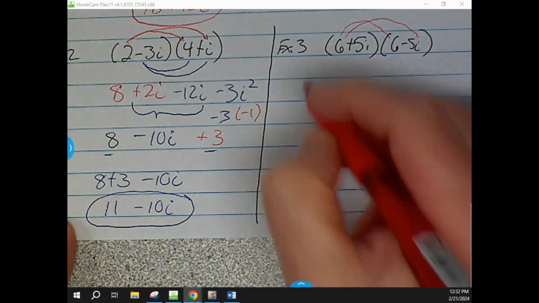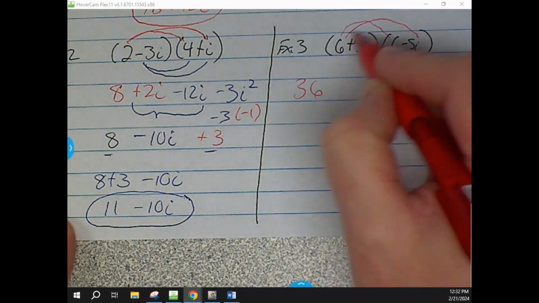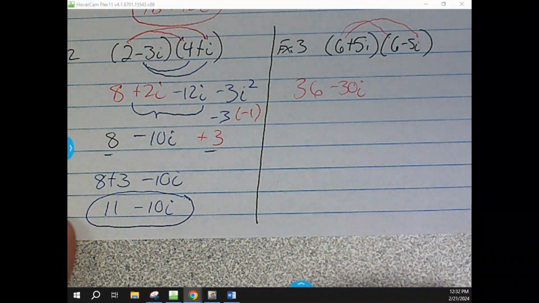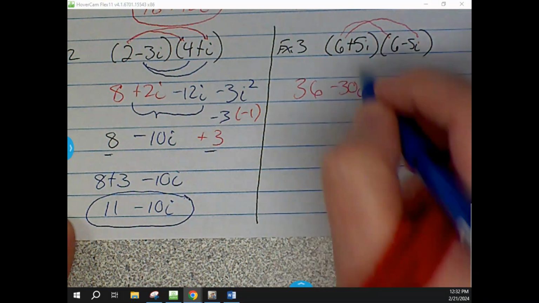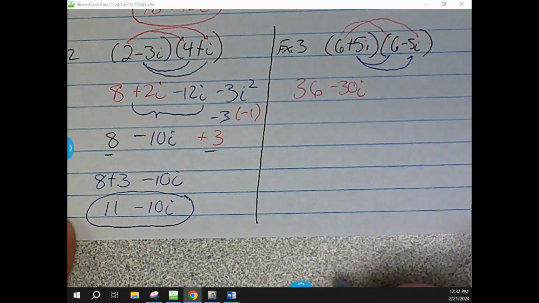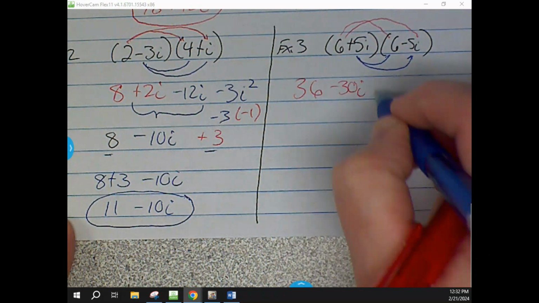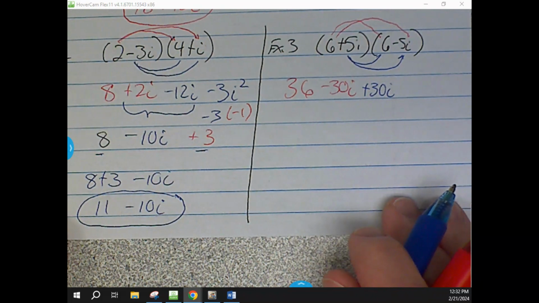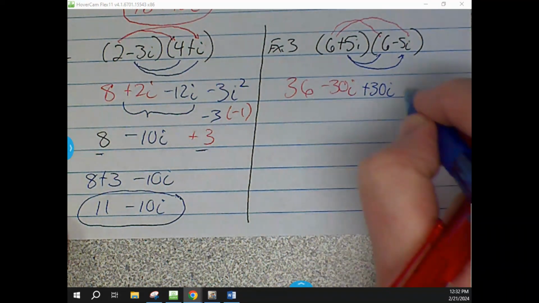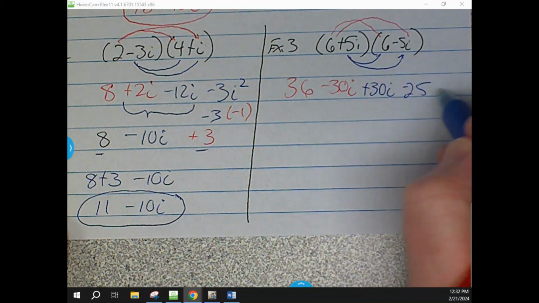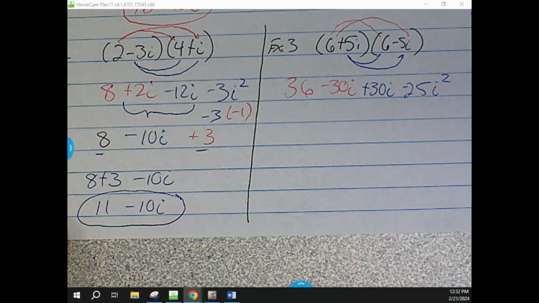So 6 times 6 is 36. 6 times negative 5i is a negative 30i. All right, and then we multiply everything by 6. Now we're going to multiply everything by the 5i part. So then we've got 5i times 6, which is 30i. And then 5 times negative 5 would be negative 25. And again, the part that most people forget, if you do I times I, it does make it I squared.